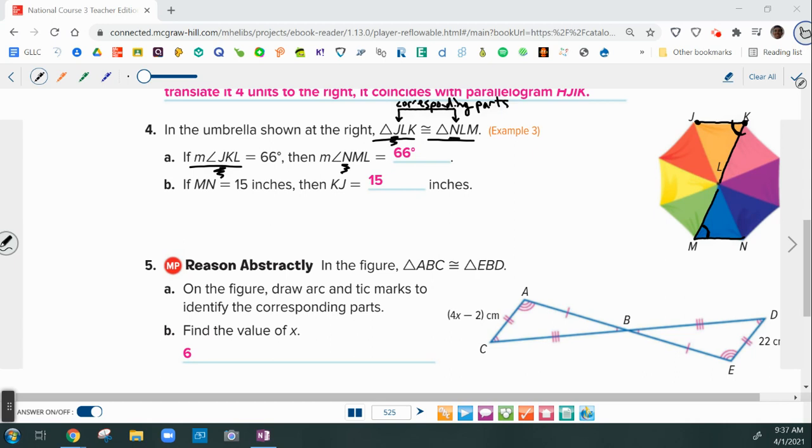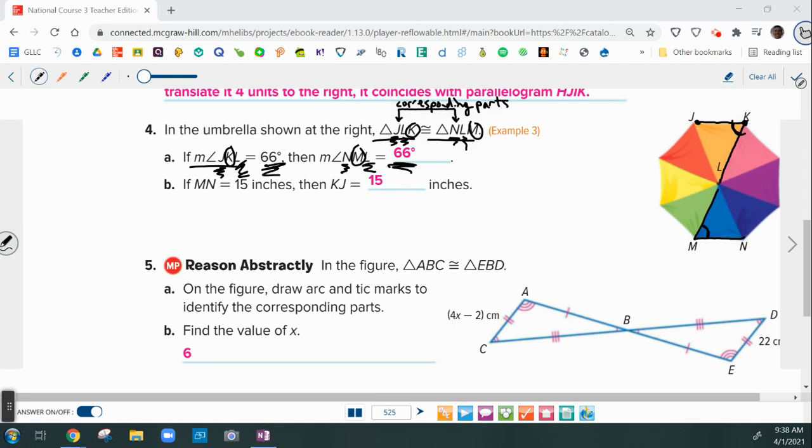Yes, J and N are in the same spot. How about K and M? Yes, K and M are in the same spots. And L, they share that same spot. Yes, L's in the middle of that one. So yes, we have congruent. So if they're congruent, they're the same. So 66 here, it must be 66 there.